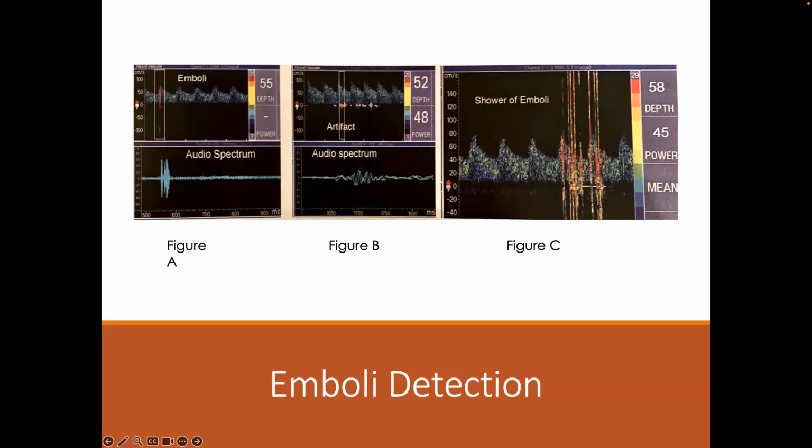And so figure C is showing you a burst or a shower of microemboli. So it's like a lot of microemboli. So it kind of overloads the Doppler signal processing because it's so intense. And so the spikes appear throughout the vertical dimension of the signal display. So it goes from top to bottom. So this is a shower of microemboli.